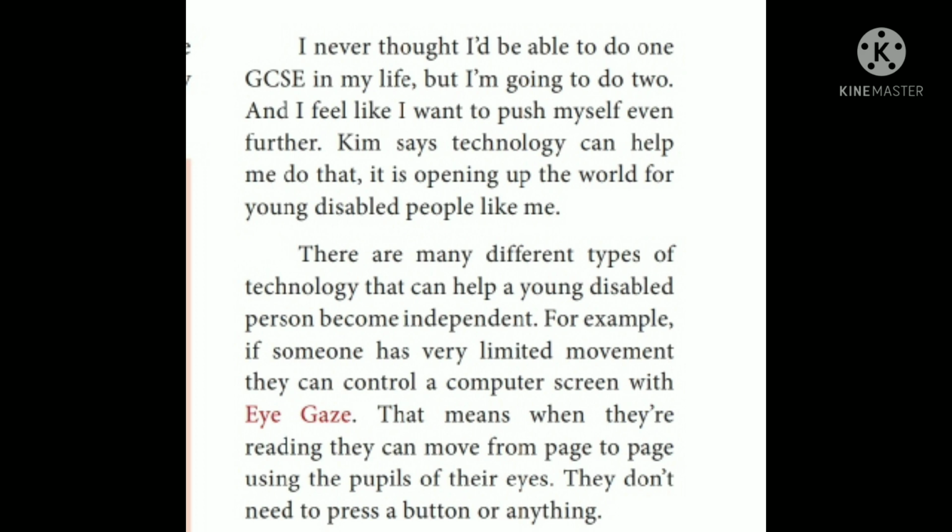First we'll see the meaning of eye gaze. Eye gaze means to stare at something for a long time. Now we'll see the explanation for this. Here, technology can help the disabled to make friends, to communicate, to control our environment. It helps us to study, get qualifications, find opportunities to work. It can make them confident and independent. It is possible to control the computer screen with eye gaze. Fixing one's gaze on the screen, one can control it.